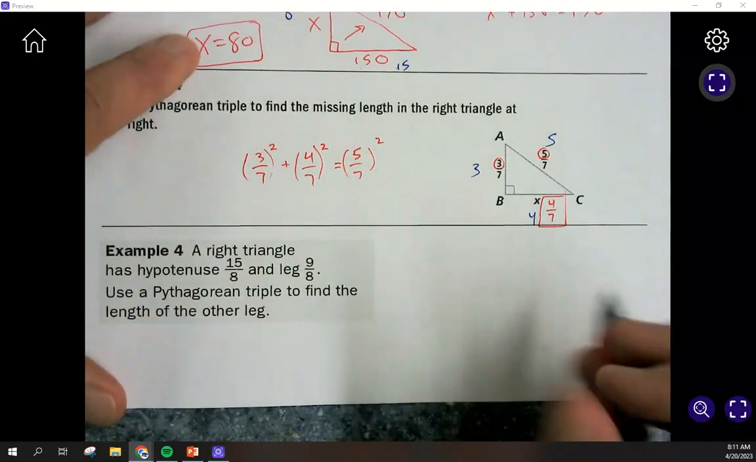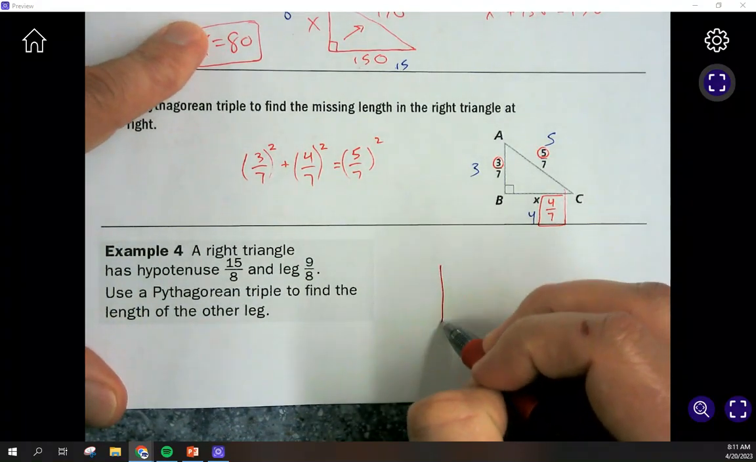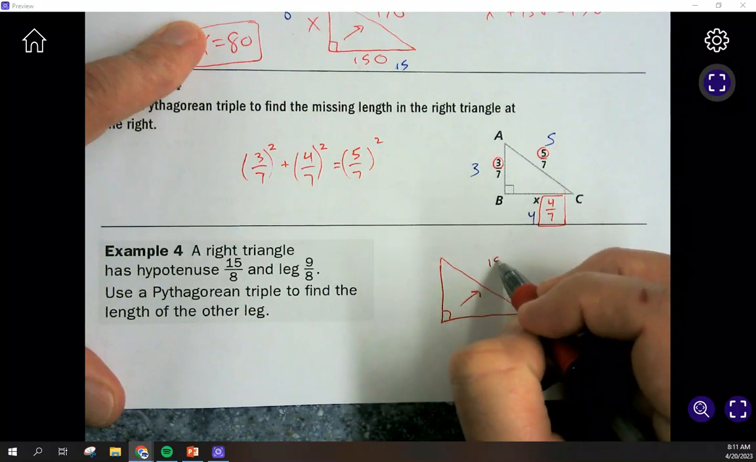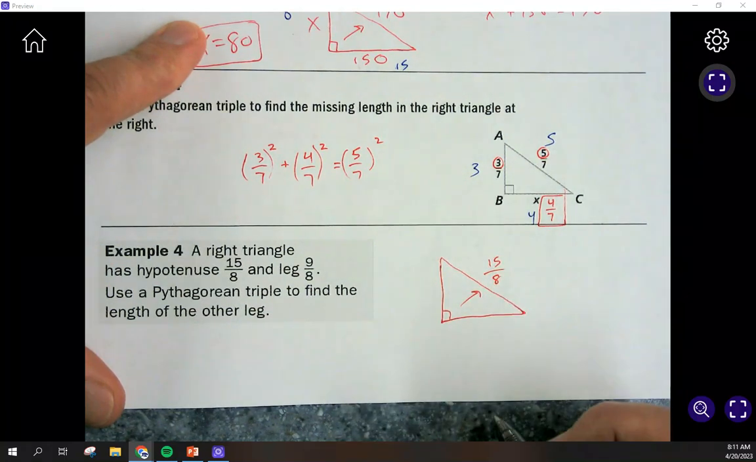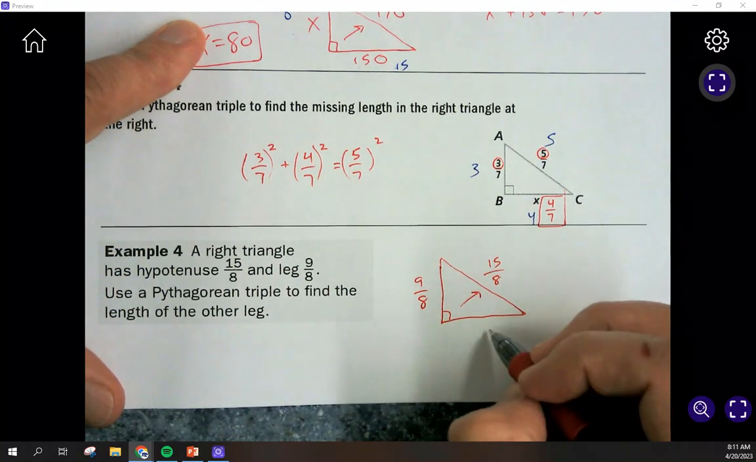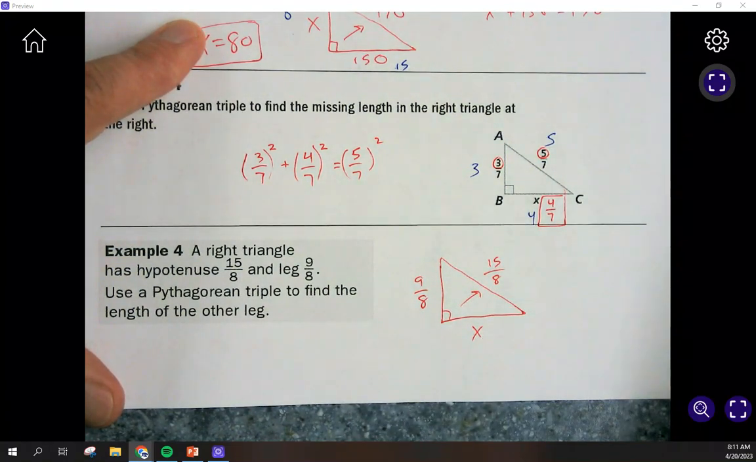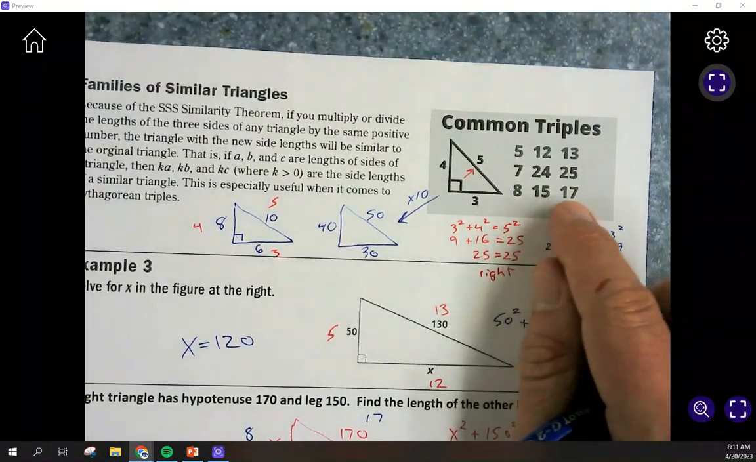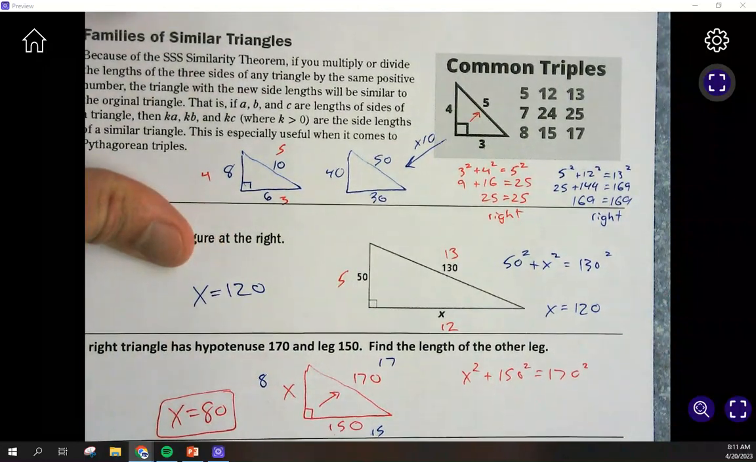All right, last one. You have a right triangle. Hypotenuse, meaning across from your 90, is 15/8. One of the legs is 9/8. Find the other one using a Pythagorean triple. Now I'm looking at these numbers here on top, 9 and 15, and I don't see a triangle that has a 9 and a 15. So how am I going to do this?